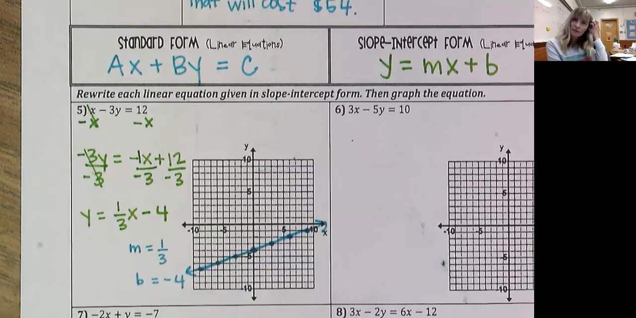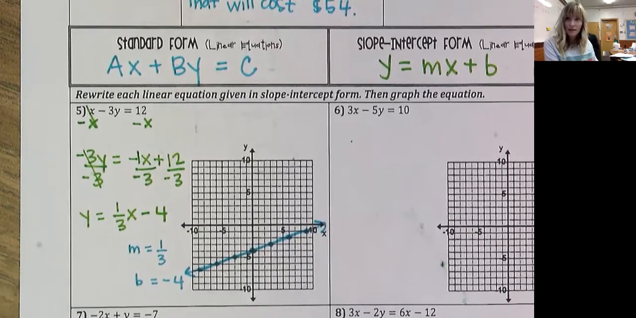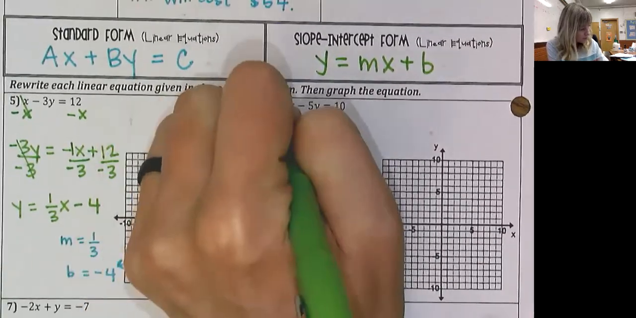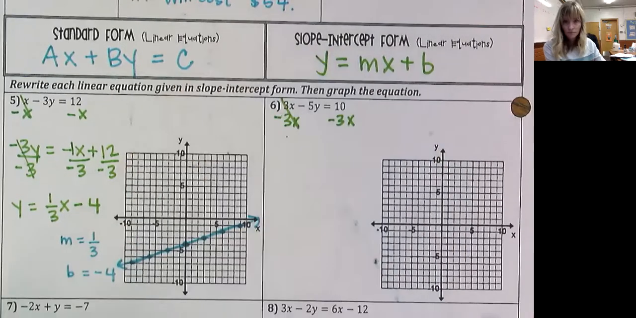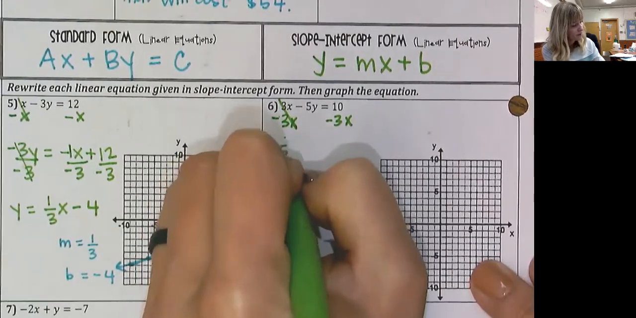Okay, positive slope going upward. All right, let's try another one. Number 6. Here's what I'm going to do first. I'm going to zero out the x term. See how I did that? Minus 3x minus 3x. Now this says negative 5y equals.